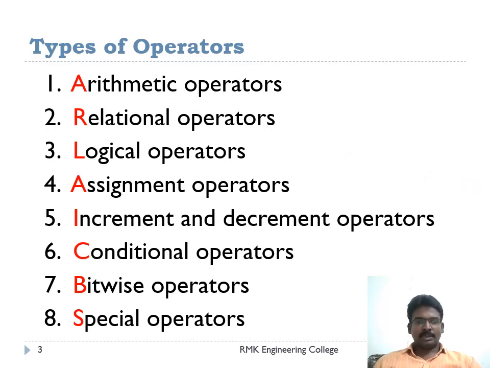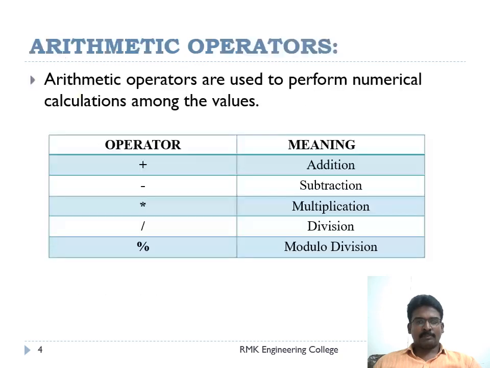So let us see the operators one by one. The first one is the arithmetic operator. These are the basic operators that we use in normal mathematical calculations like addition, subtraction, multiplication, division. The addition operation in C or C++ programming is performed using the plus symbol, subtraction by the minus symbol, multiplication by the asterisk, division by the backslash, and modulo division by the percentage symbol.